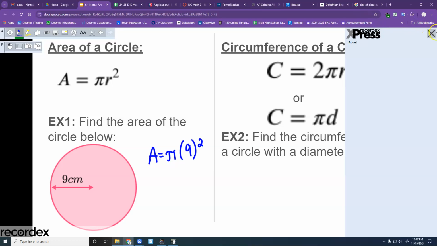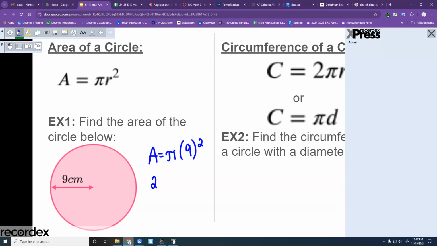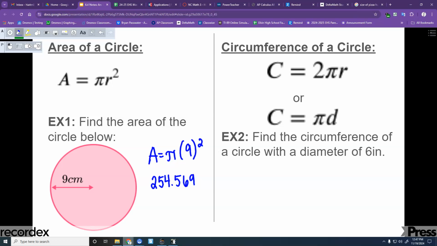And we'll skip over to Desmos right here and just type that in. So if we have pi times 9 squared, we get 254.469. We round that to 3 decimal places. And because this is in centimeters, this will be centimeters squared for that. So that would be our answer. We just plug into that formula.